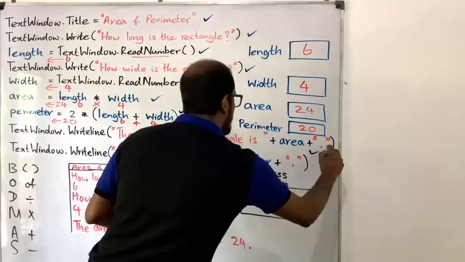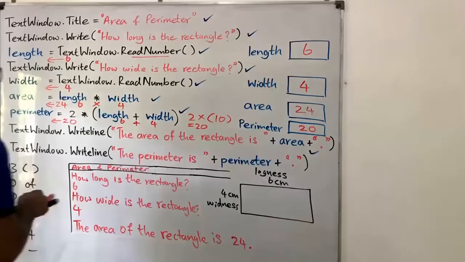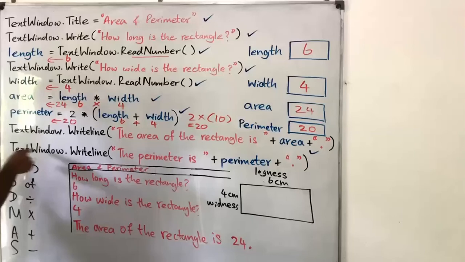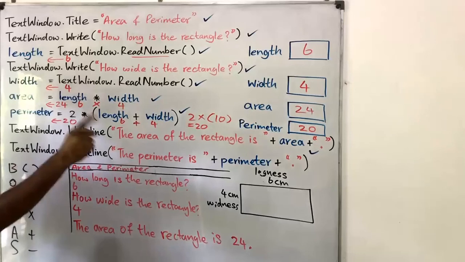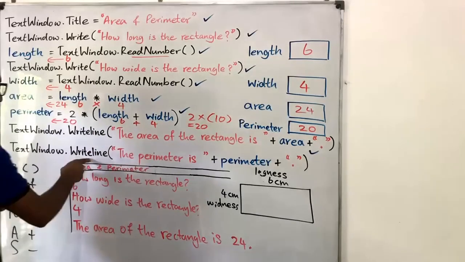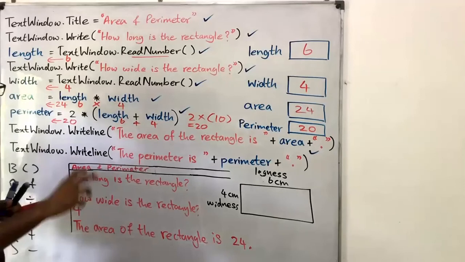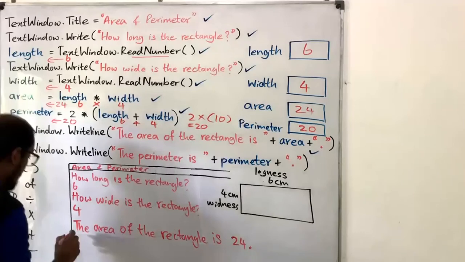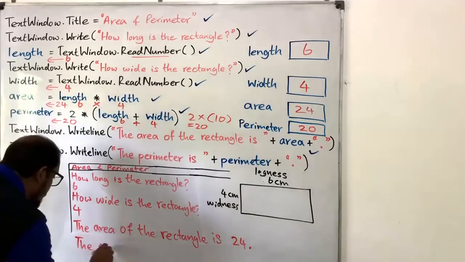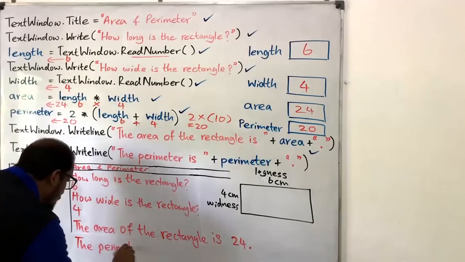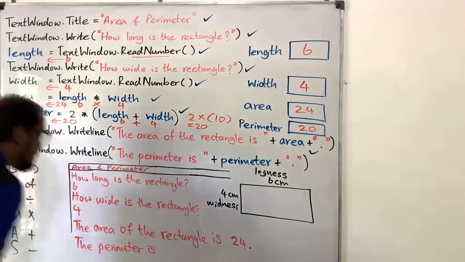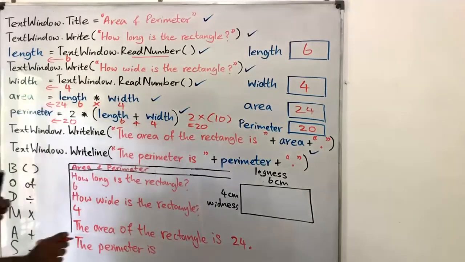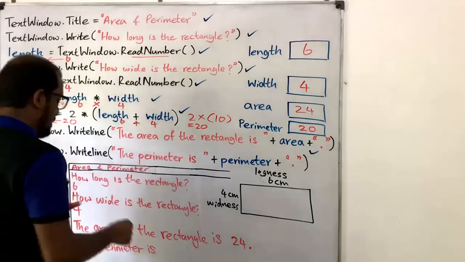Now the last statement. Another order is given to the text window. It says text window, write this one in a new line. Write line means starting from a new line. What is it? The perimeter is. It ends with a space.